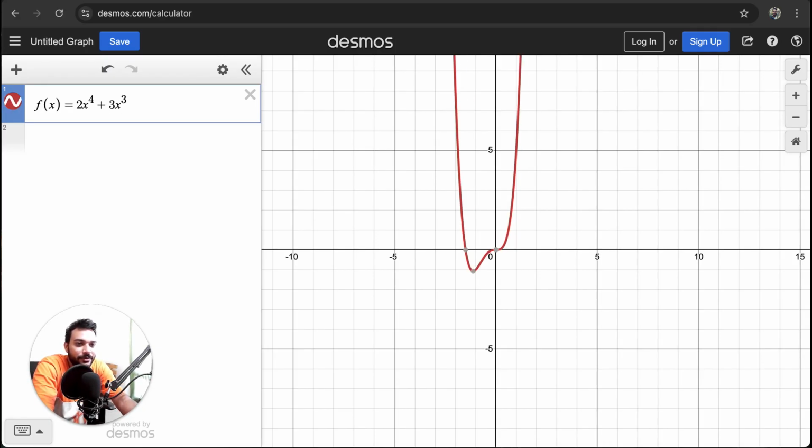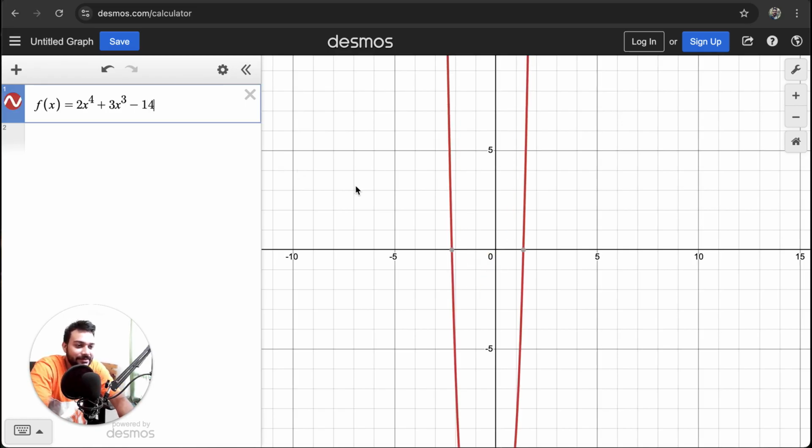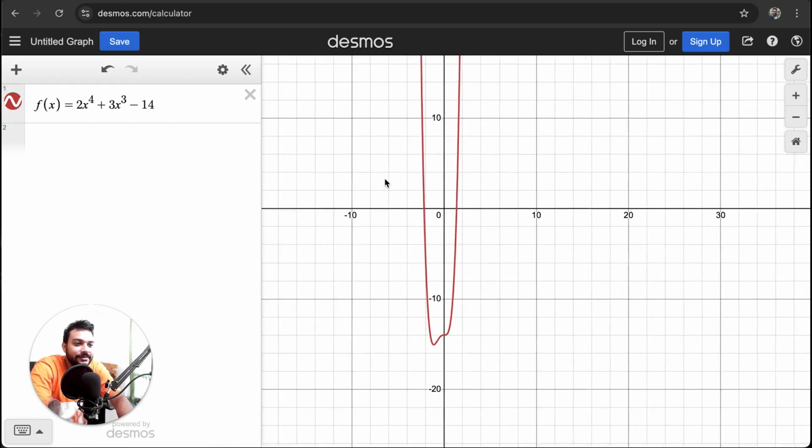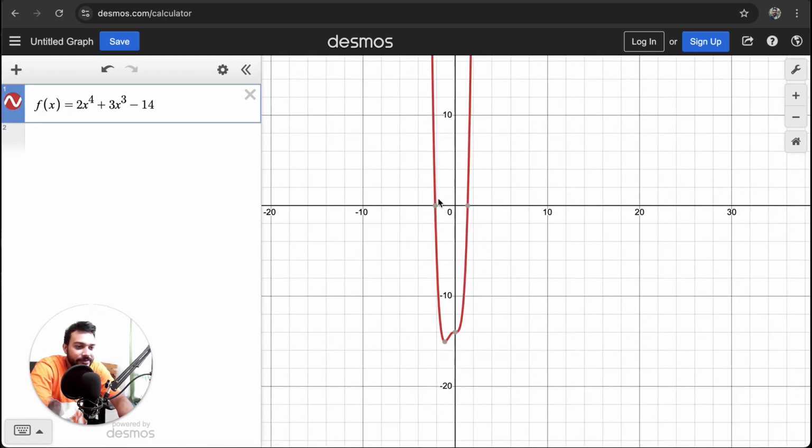Let's say 3x cubed minus 14. Okay, let's see how the graph looks like. Looks like this. It's giving us the critical points, first root, second root. Then this is here, the y-intercept. This is sort of a vertex, okay, for this fourth degree polynomial.